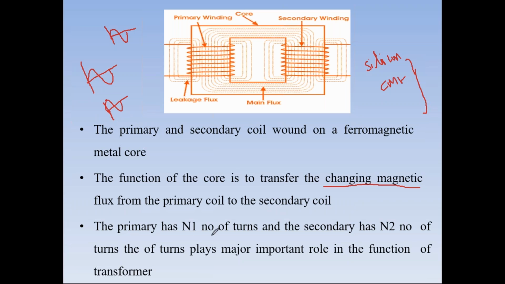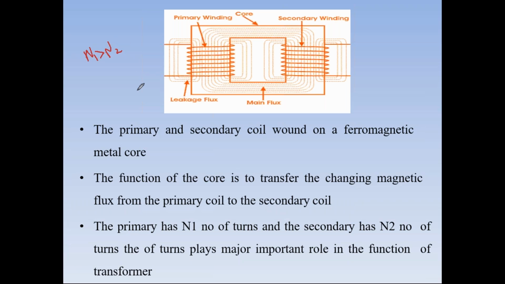The primary has n1 turns and the secondary has n2 turns, and the number of turns plays a vital role in the function of the transformer. Why? I already told you that transformers are classified based on voltage levels: one is the step up transformer, the other is the step down transformer. Whether it is step up or step down is completely based on the number of turns. Suppose we have two numbers of turns, n1 and n2. When n1 is greater than n2, what type of transformer is it? Step up or step down? Right, step down transformer. When n1 is less than n2, it is called a step up transformer.